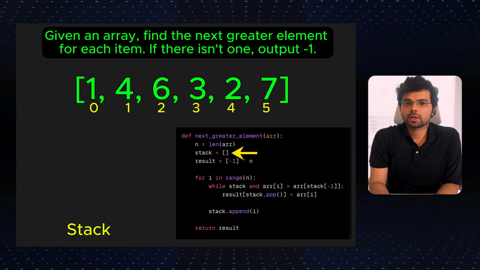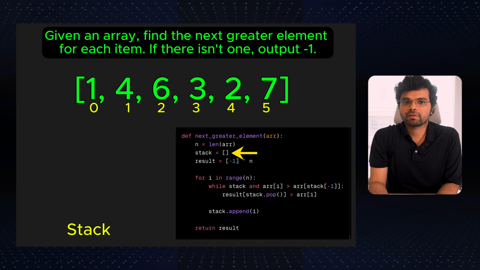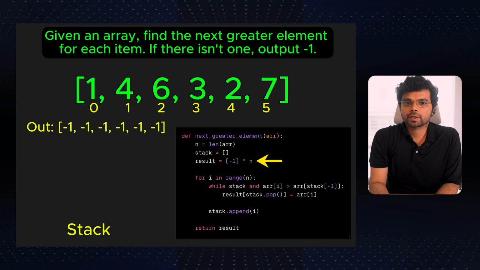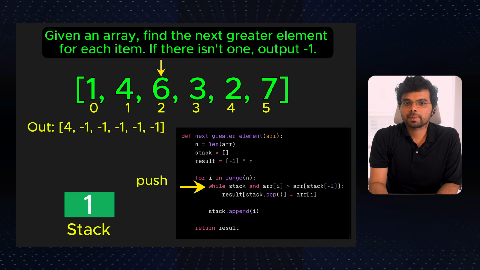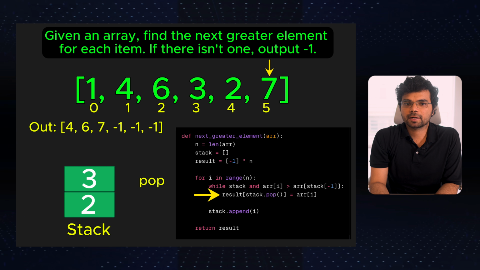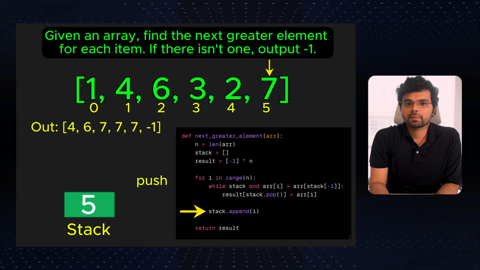Use a stack to track indices of elements for which we haven't found the next greater element yet. Initialize the result array with -1s. For each element, check if it's greater than the element at the top of the stack. If it is, pop from the stack and set the result for that index to the current element. Push the current element onto the stack.